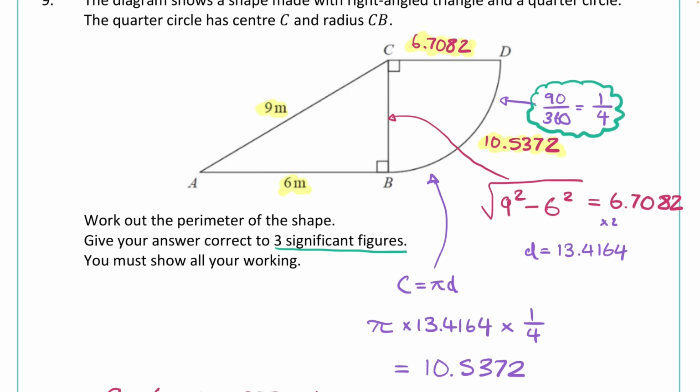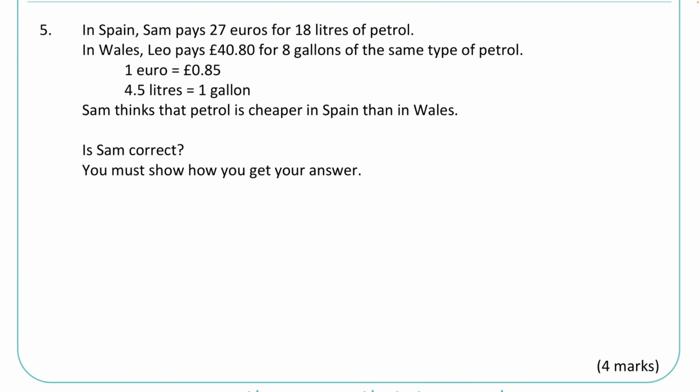Okay, so on to our next question. We are looking at some exchange rates, and we have some best buys in here as well. It says Sam pays €27 for 18 litres of petrol, and in Wales Leo pays £40.80 for 8 gallons. We're then given some exchange rate. €1 is £0.85, and we have a conversion, 4.5 litres is equal to 1 gallon. Sam thinks that petrol is cheaper in Spain than in Wales. Is Sam correct? And you've got to show how you get your answer.